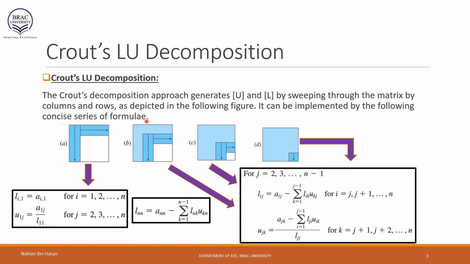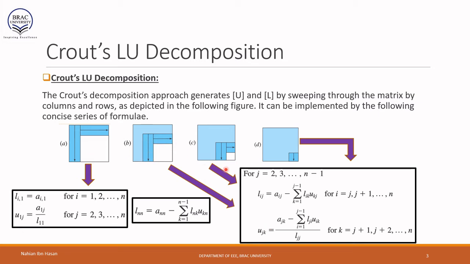Now remember, we do not consider the whole second column because this term was already considered in the first step. So we have just swept through the first column and then the first row. In the second step, we go through this column and this row. So with this we use these formulas. Okay, we use these formulas to determine the lower triangular elements and the upper triangular elements.